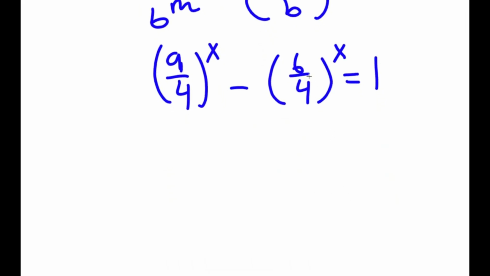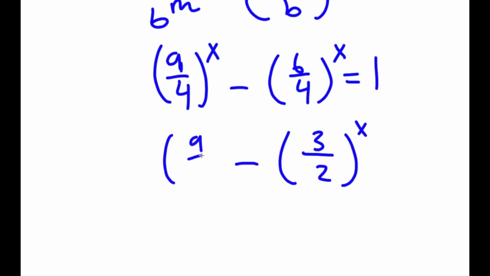Now 6 over 4, the greatest common factor of these two is, sorry, not 3, the greatest common factor is 2. 2 times 3 is 6, and 2 times 2 is 4. So 6 over 4 simplifies to 3 over 2. And we still have 9 over 4 to the power of x.